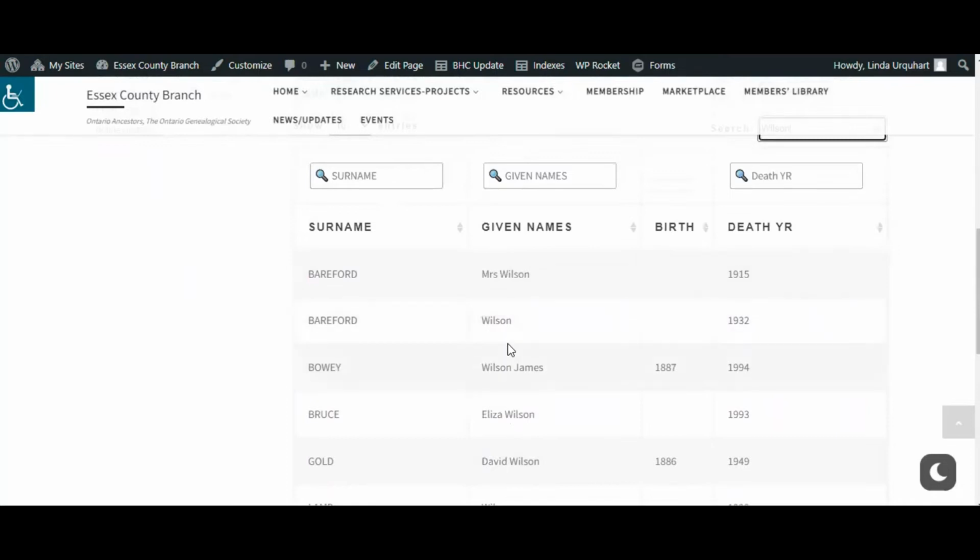If you go into the members library section, the same index is located there, but you can open up more information and see what was written on the headstone and any other information that might be of interest, including the location in the cemetery.